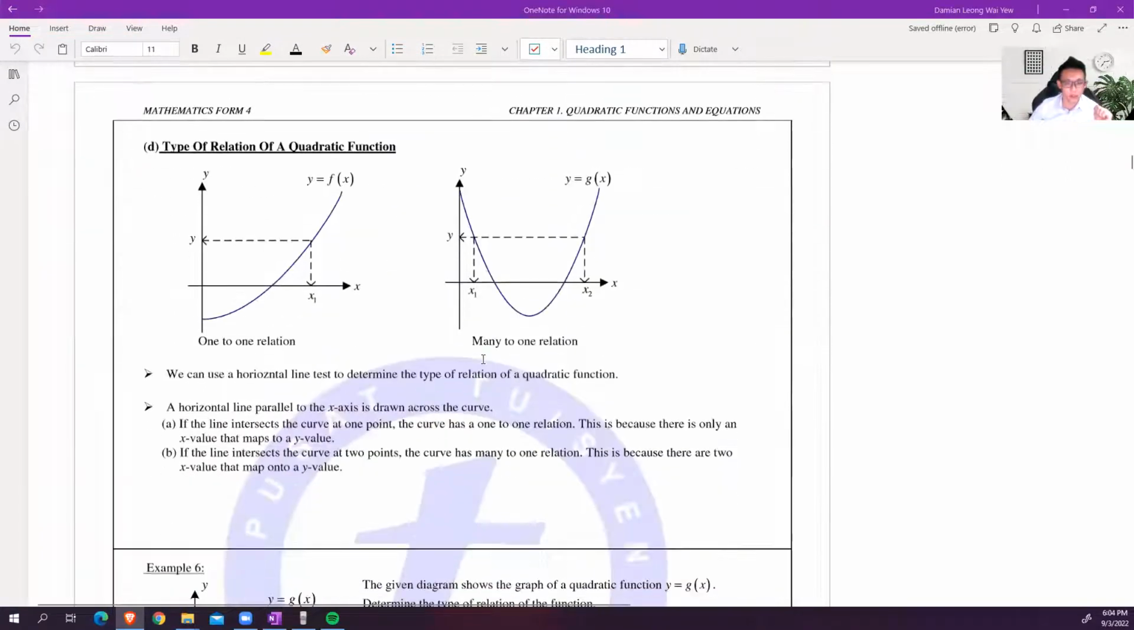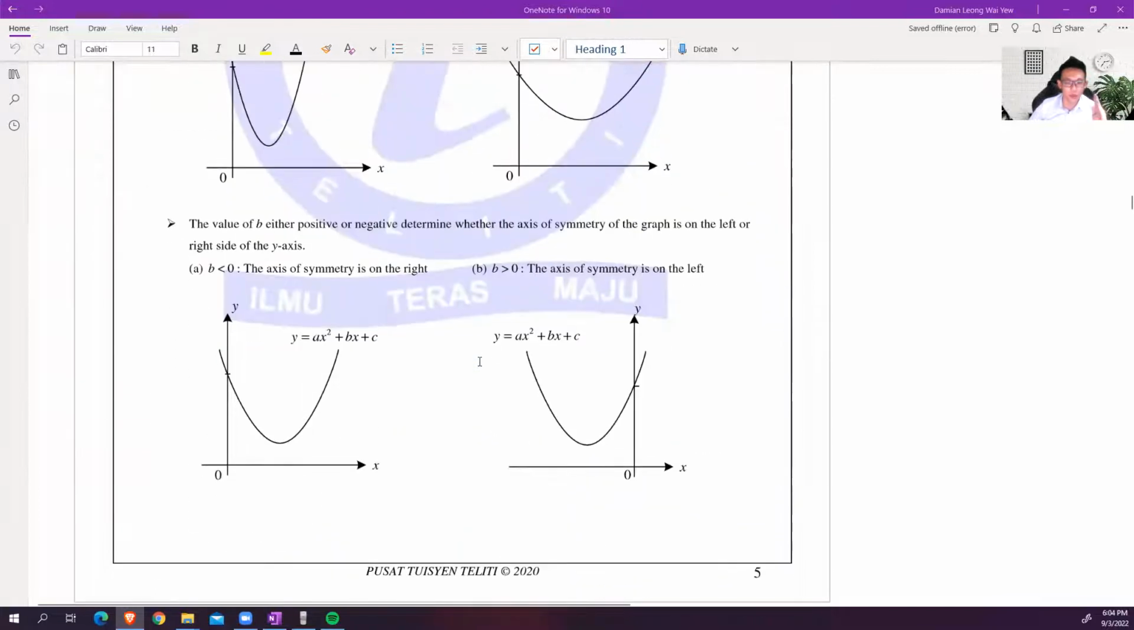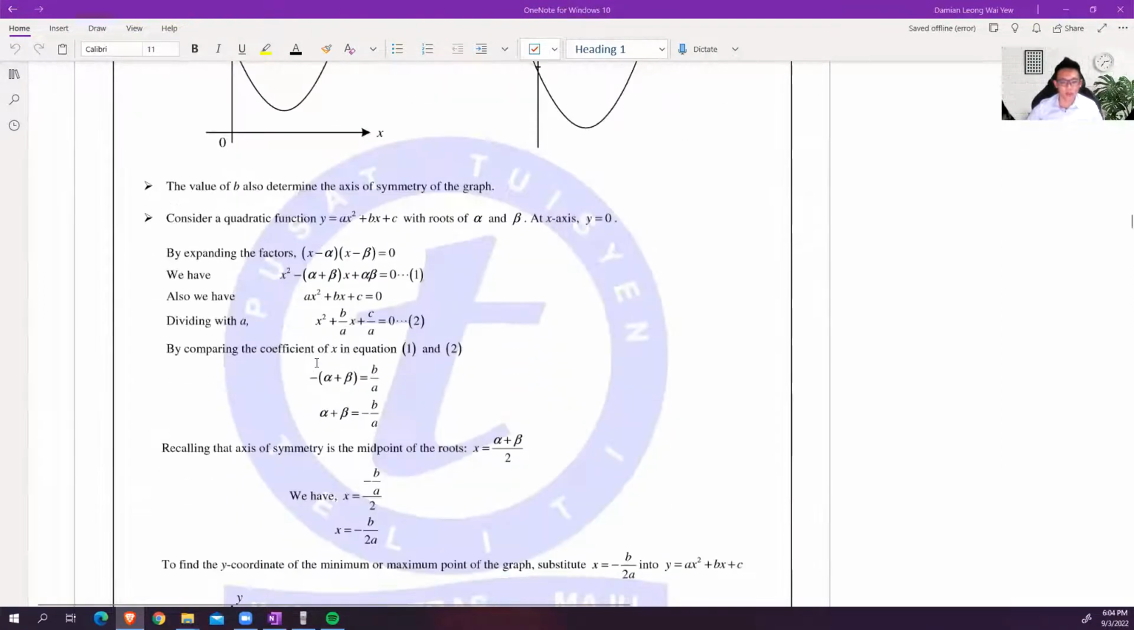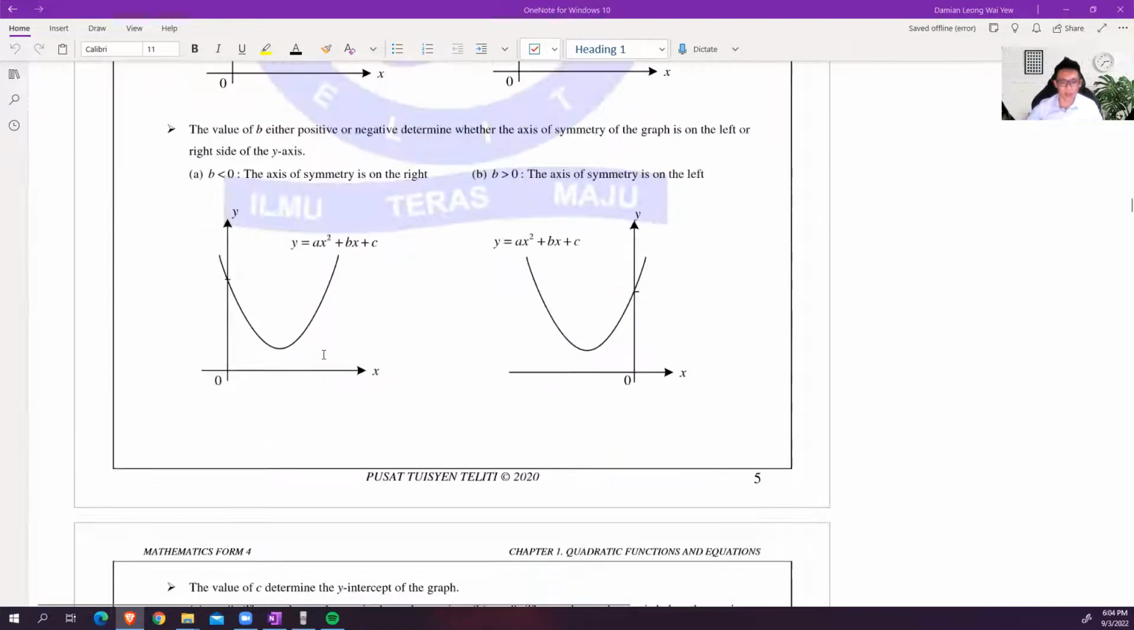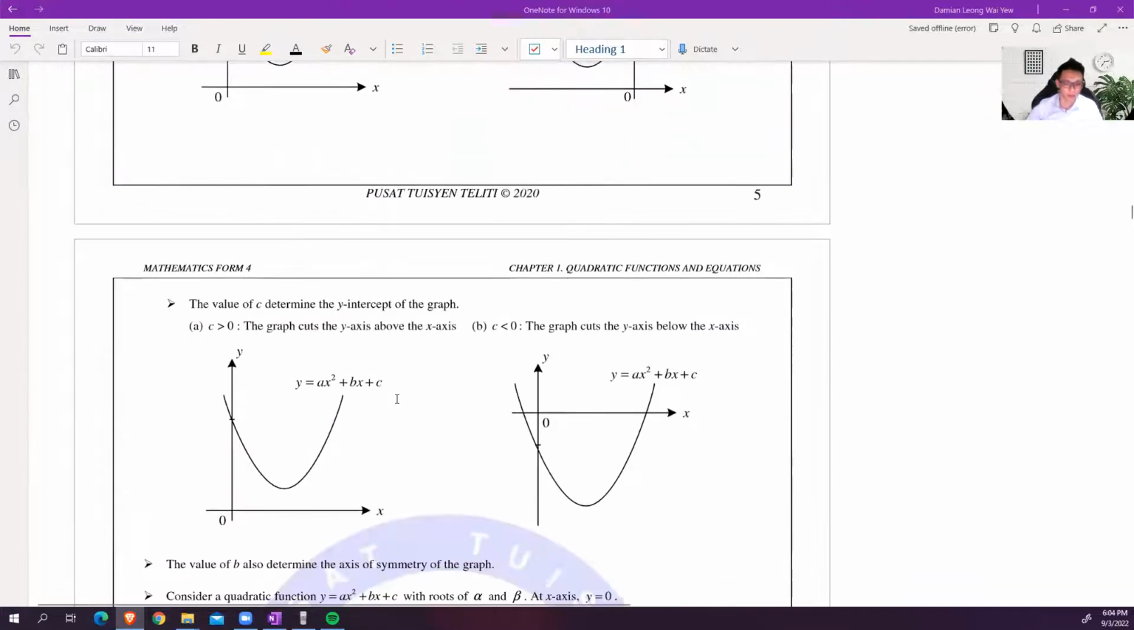Then the B value tells you whether it's on the left or on the right. So when it's a negative value, the middle part will be on the right. When it's a positive value, it will be on the left for a U-shaped curve. But for an N-shaped curve, it will be the opposite way. Okay, if your A is negative, N-shaped, positive will be on the right, negative will be on the left. Yeah. And C value is just the y-intercept.